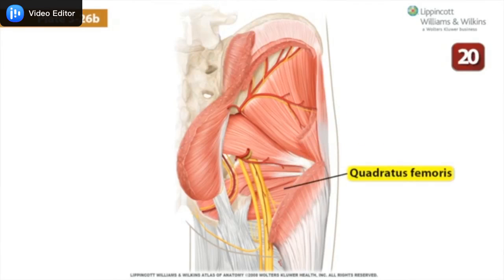The quadratus femoris is a 4-sided muscle originating from the ischial tuberosity inferior to the inferior gemellus and inserting on the intertrochanteric crest. It is yet another lateral rotator of the femur at the hip joint.